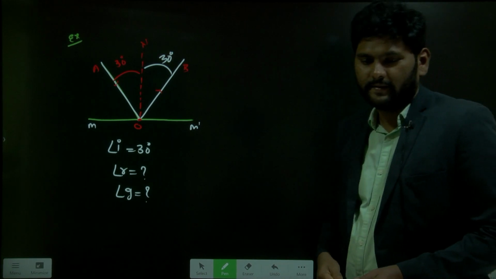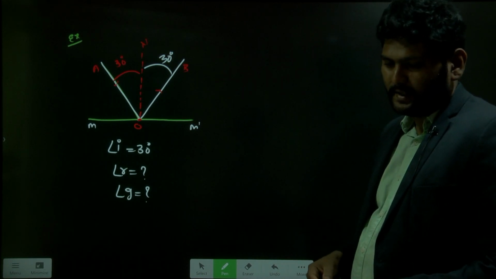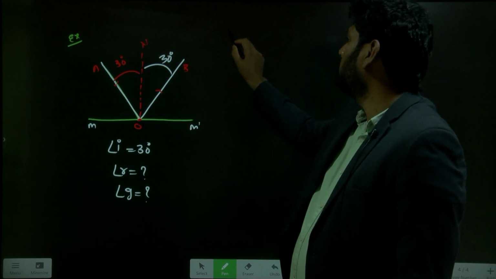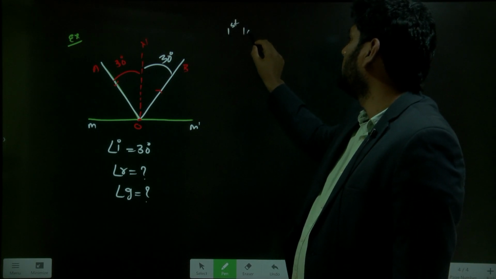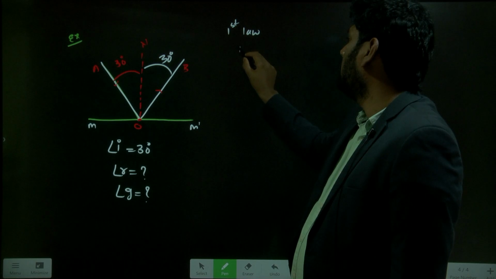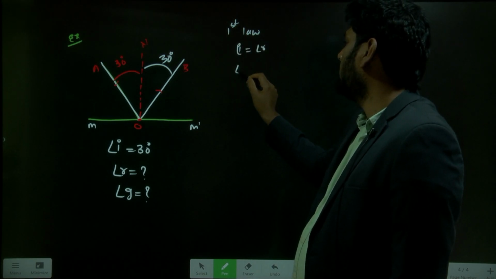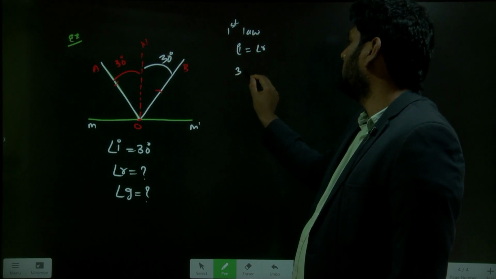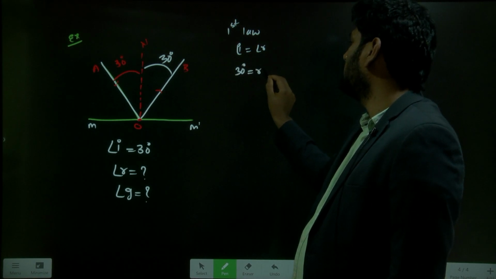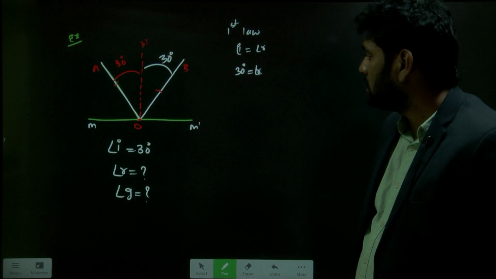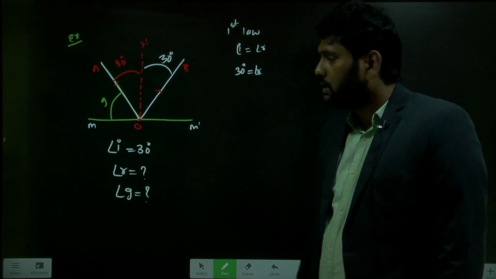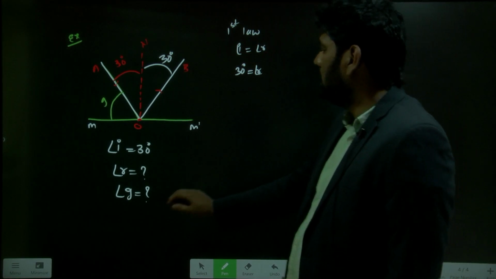So how is the reflected angle 30? Sir, before you told me the first law of reflection. What is the first law here? Angle I is equal to angle R. So here the incident angle I is given as 30 degrees, that is equal to the reflected angle. Now tell me, what is the glancing angle here?